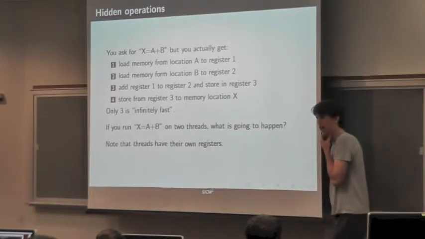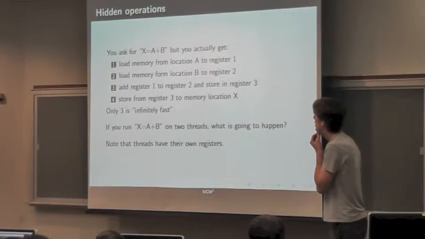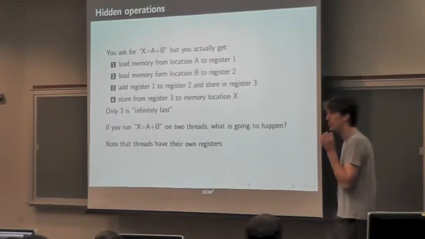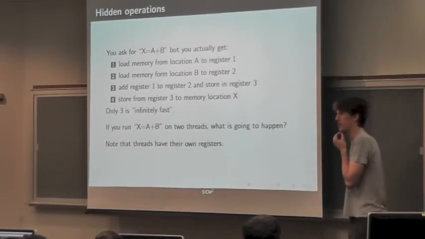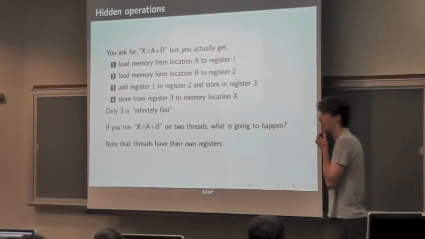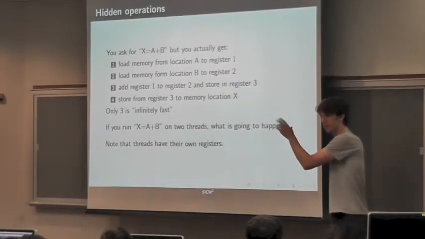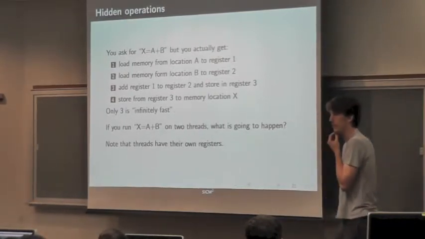Okay, so this is an introduction to race conditions. Part of the problem is that when you write code, you don't see the hidden operations. If you want to write x equals a plus b on a computer, you might write variable x equals variable a plus variable b, and then a semicolon.